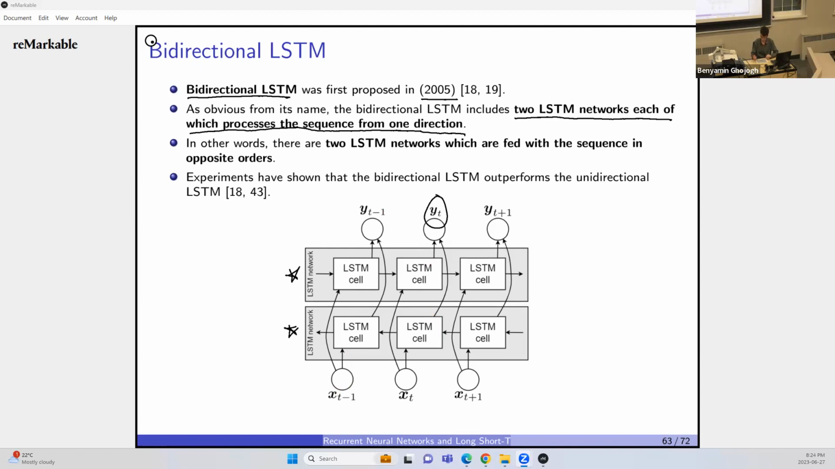So basically, they're adding more parameters. They're doubling the parameters, but they are processing the sequence from two directions, right? There are two LSTM networks which are fed with the sequence in opposite orders. Experiments have shown that bidirectional LSTM outperforms the unidirectional LSTM. I think it's obvious because we have more parameters to learn. We also process the sequence in two directions. We have more information.